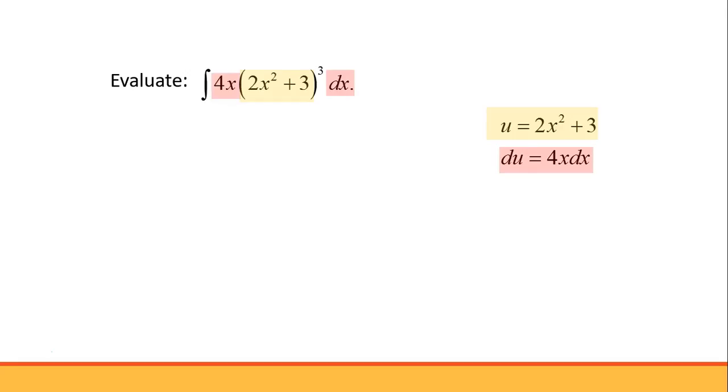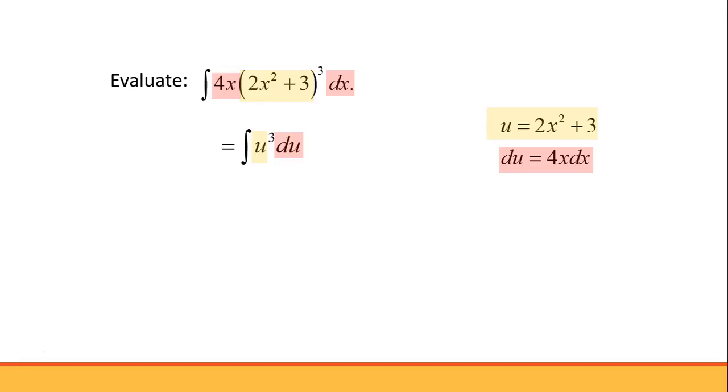Now look back at the original problem. We had a 4x dx in the original integral. So now we'll be able to substitute for the 4x dx by calling it du. Which means we now can make a substitution for the 2x squared plus 3, that's u, it's to the third power, and a substitution for the 4x dx, that's du.